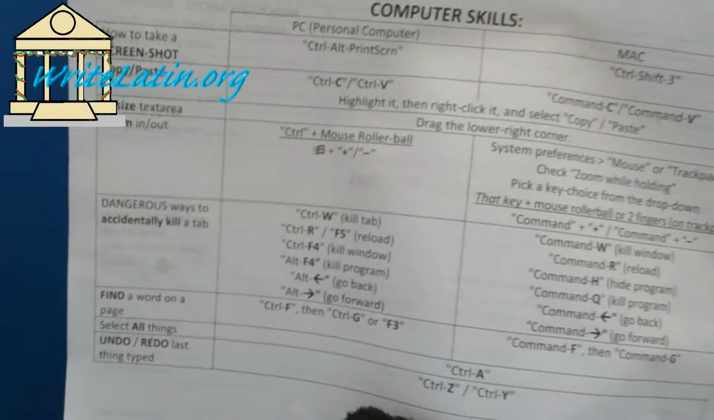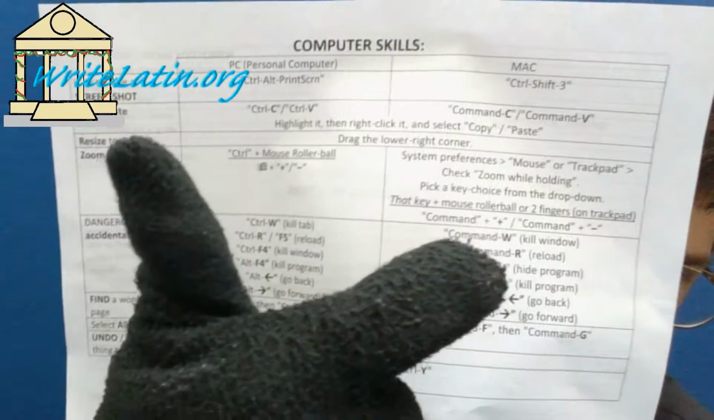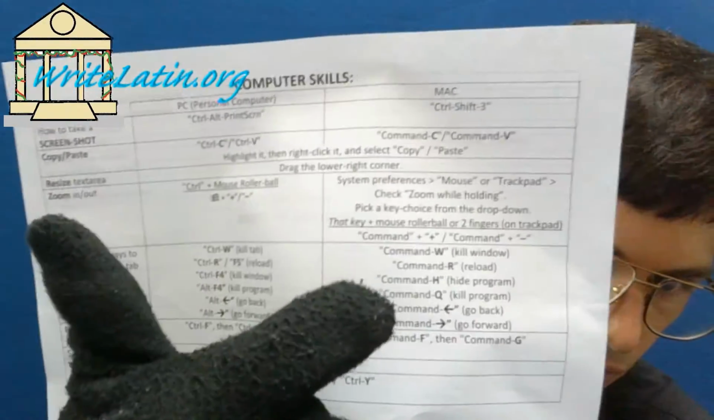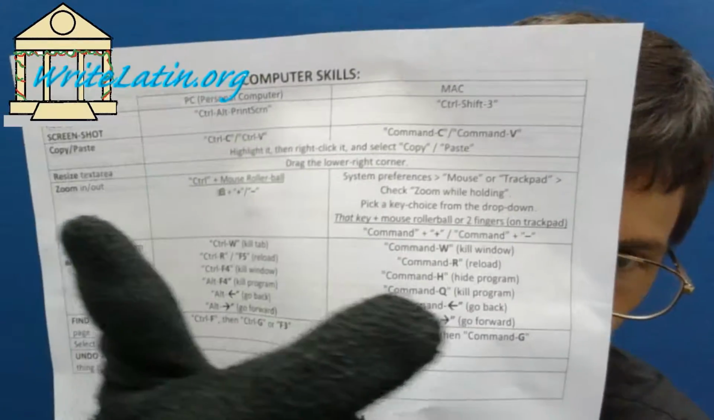We want to resize a text area. All right, so okay, no. Next up is dangerous ways to accidentally kill a tab. Now you don't want to push any of these: Control W, Control R, Control H, Control Q, Control left, and Control right.